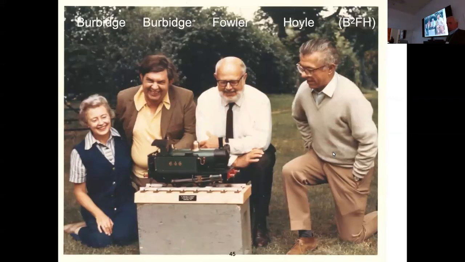So the carbon on Earth all comes from some red giant way out there? Yeah. I'll go into that.